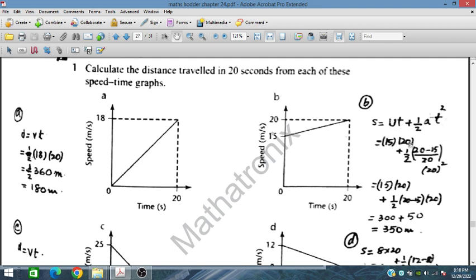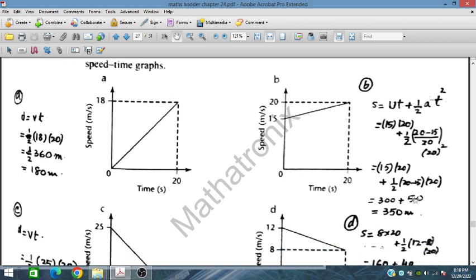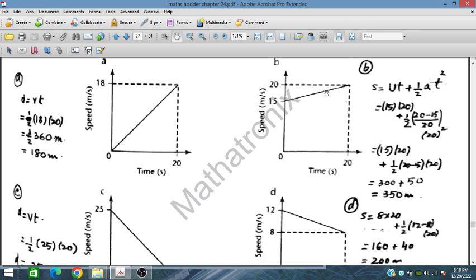So this gives 15 into 20 plus half into 20 minus 15, that is 5 upon 20, into 20 square. The 20 will cancel one of the 20s, so this reduces to 15 into 20 plus half into 5 into 20, which is 15 into 20 is 300, and half into 5 into 20 is 50. So the total distance covered under this area is 350 meters.